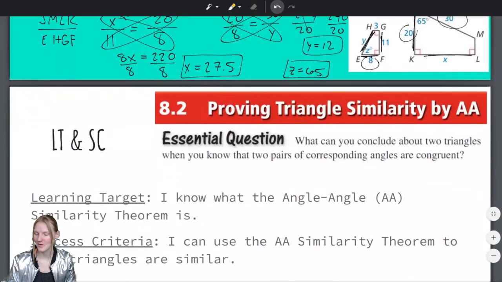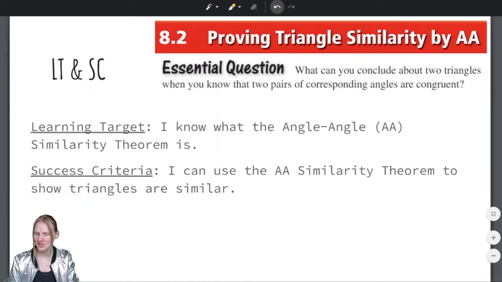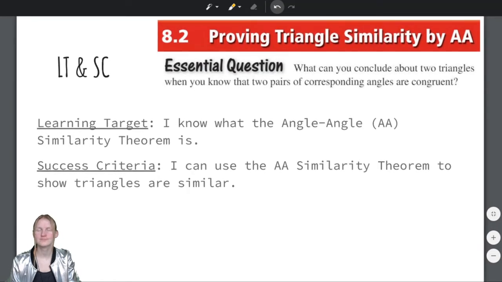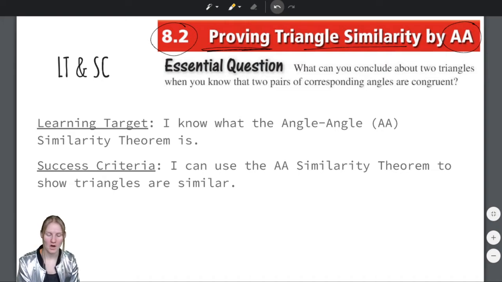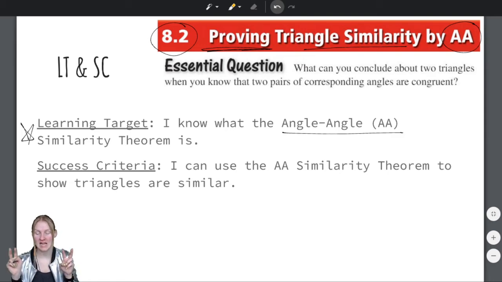So let's go ahead and move on to what we have for today. Today we're jumping into 8.2. We are done with 8.1 and we are starting 8.2. Proving. Don't worry, in this video we're not going to talk about any explicit proofs, so don't let proving scare you. But we're going to prove triangle similarity by AA. We are aiming to learn what the AA, or angle-angle similarity theorem, is.